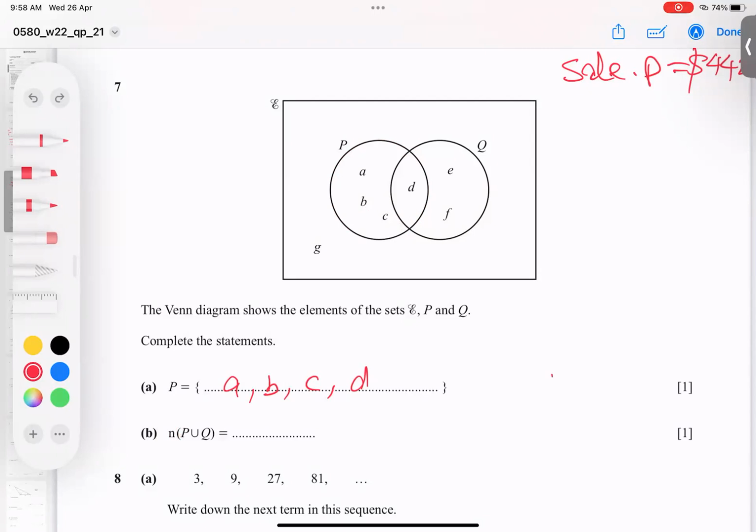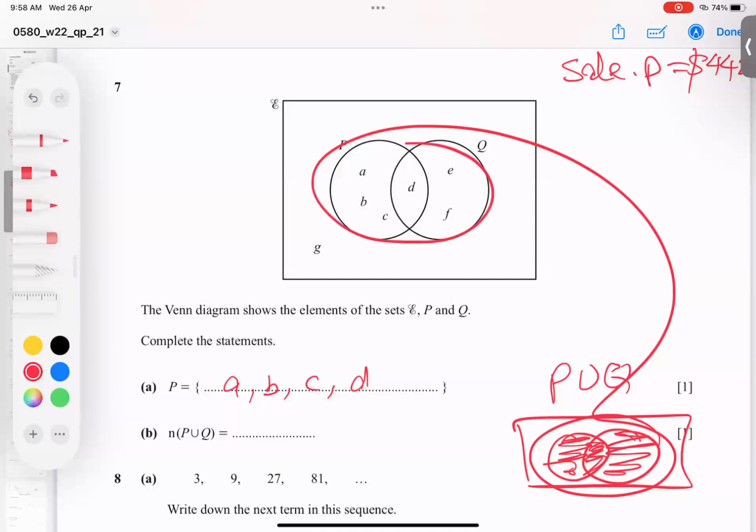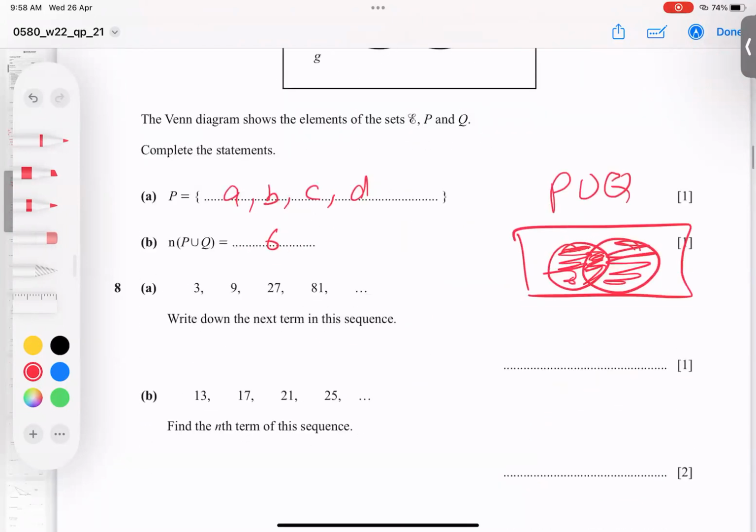So P union Q means what? Common members and uncommon members. So this is called common members, and this is uncommon. Short story, all three values, don't take them, count. So n stands for counting the numbers. So 1, 2, 3, 4, 5, 6 members. I hope the point is very clear. Let's talk about the next one.